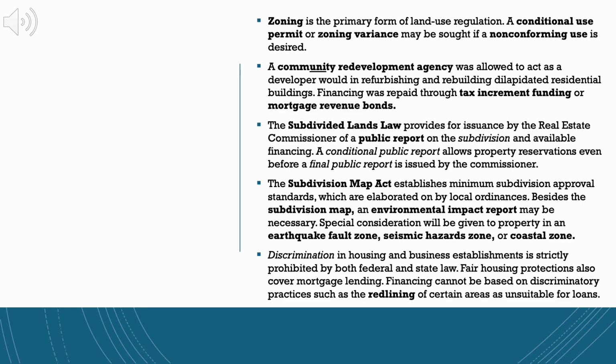Discrimination in housing and business establishments is strictly prohibited by both federal and state law. Fair housing protections also cover mortgage lending. Financing cannot be based on discriminatory practices such as the redlining of certain areas as unsuitable for loans.